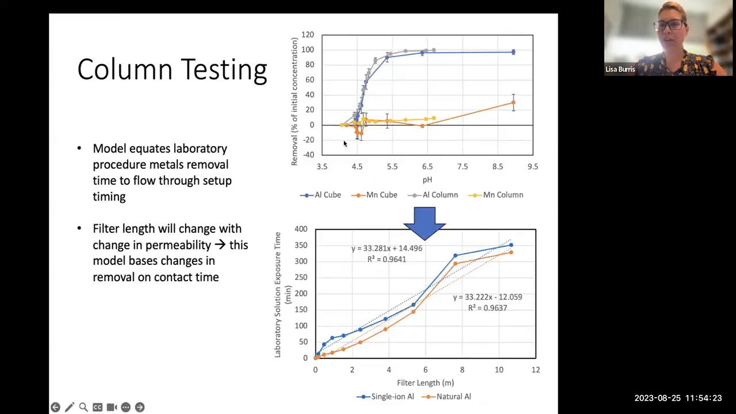And so taking that a little bit further, comparing the results from the cubes and the columns, we were able to generate an estimation of transference of lab solution exposure time to the filter length you would need in the field. So we can now predict if I create a 4 meter length filter, that should correspond to the amount of metals removed from solution at about 100 minutes. And so we can guesstimate the length of the wall needed to fix our particular situation based on the results from these two setups.